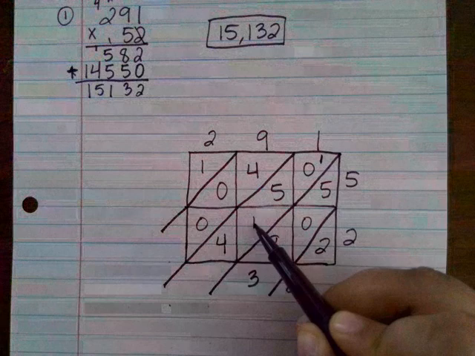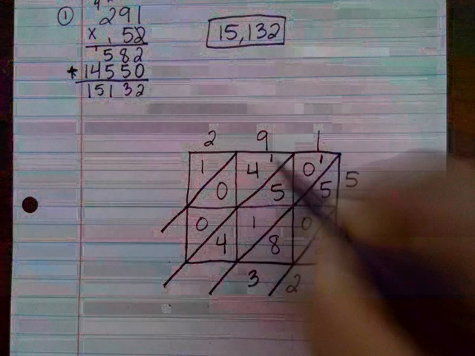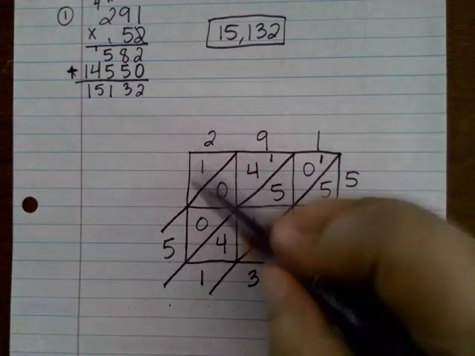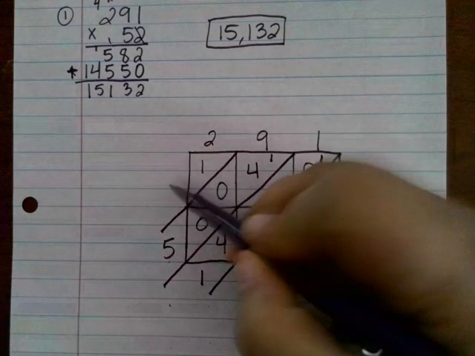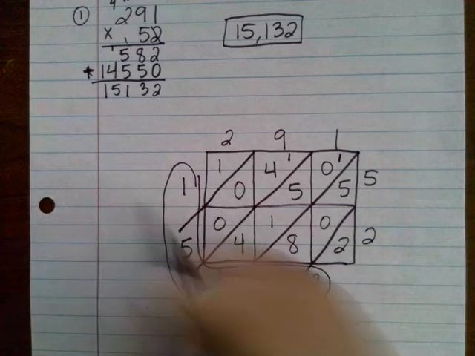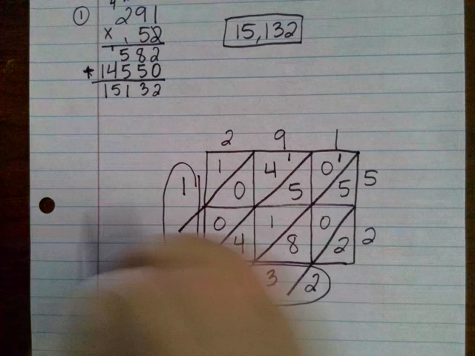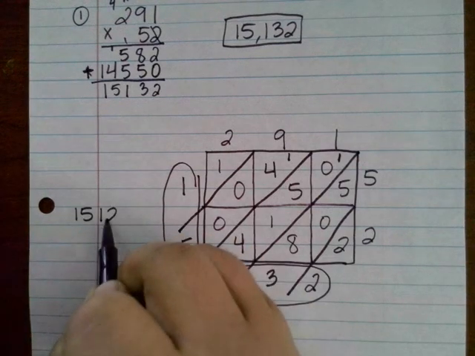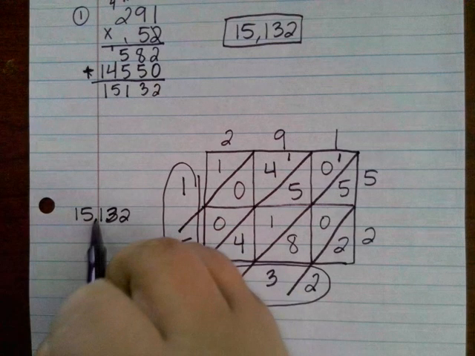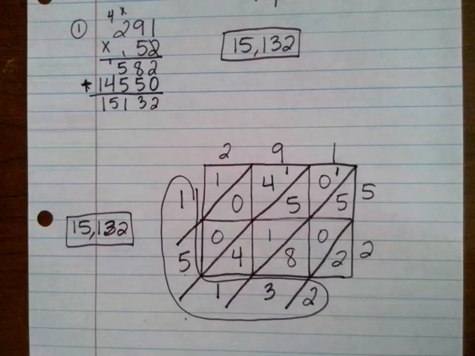5 plus 5 makes 10. 10 plus 1 makes 11. So again, carry the 1, put the 1. Those are 0. 4 plus 1 makes 5. And then up here, all I have is a 1. So to get my answer, you look at the numbers that you just found, which would be these. So your answer is 1, 5, 1, 3, 2. 15,132. The exact same answer we got up here at the top.